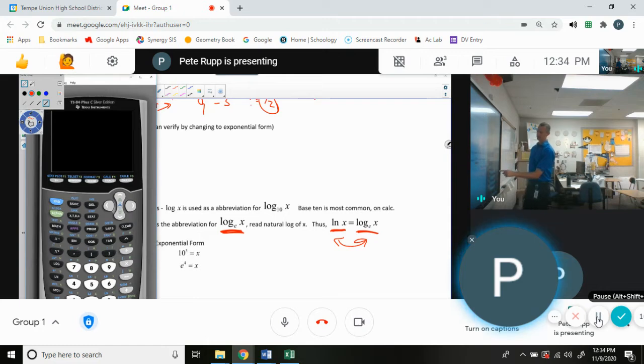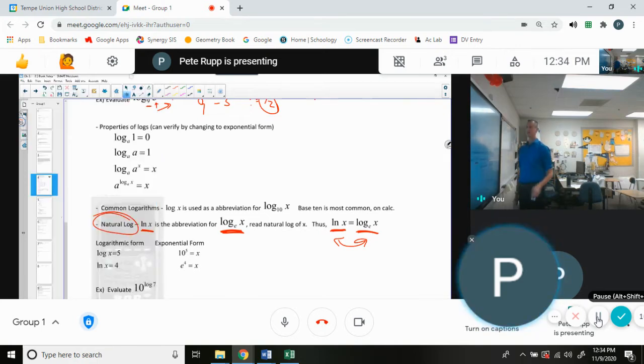Nope. So LOG is to the left of the 7. And then LN is right below it. It's to the left of the 4. So hopefully you guys can see those keys.